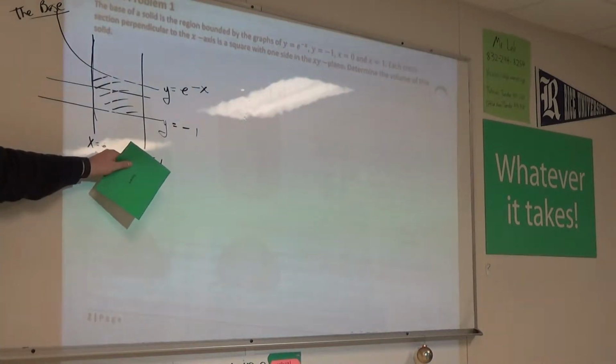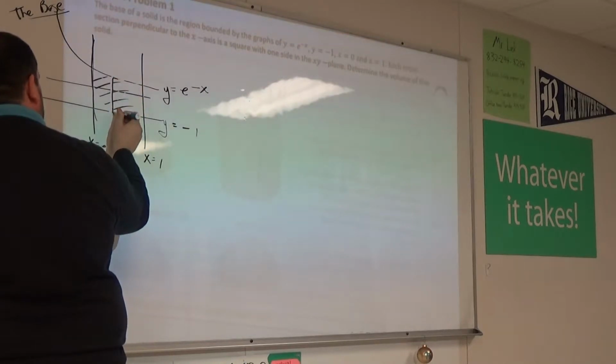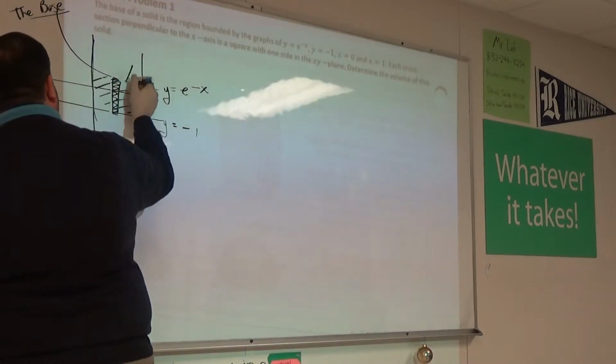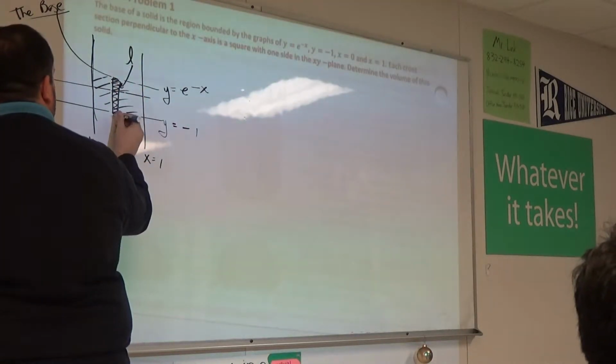Everybody's okay with the base? So here's what I normally do. I say, okay, let me do a little slice here. And I'm going to call this slice right here L. That's how long this is. The thickness.